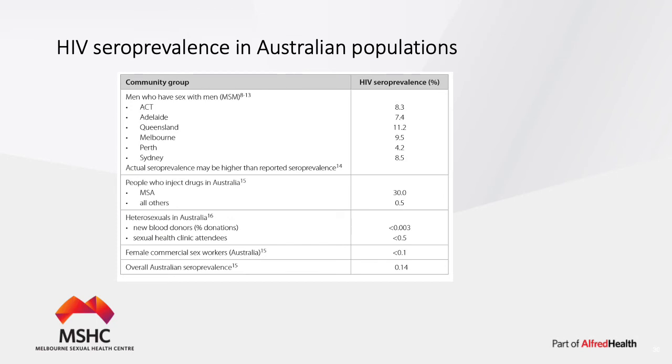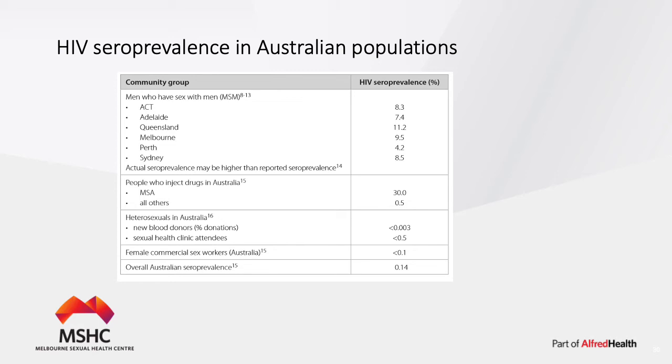Okay, so if we look at HIV seroprevalence in Australian populations, it's around 10%. It's highest in Queensland and in Melbourne, and is reduced in other settings. In metropolitan areas, people who inject drugs have a higher HIV seroprevalence, but all others have a much lower seroprevalence. So this is metropolitan statistical data. Heterosexuals in Australia have a very low risk, especially new blood donors and sexual health clinic attendees, very low risk. Commercial sex workers have a very low risk of HIV.